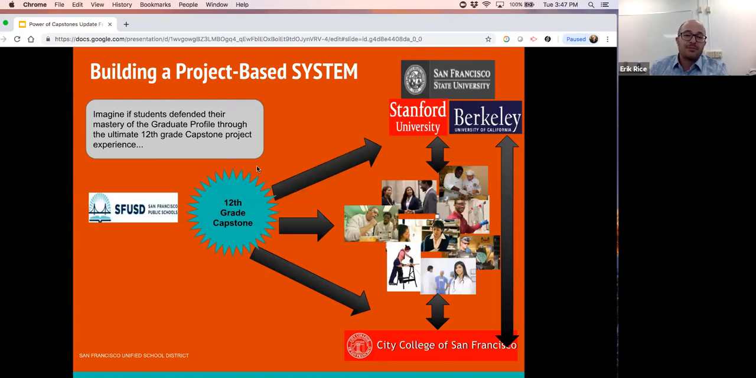So we found the capstone. I'm realizing that I'm going like this, and this doesn't really do you much good when I'm just kind of pointing around with my fingers. So I'll use the mouse.